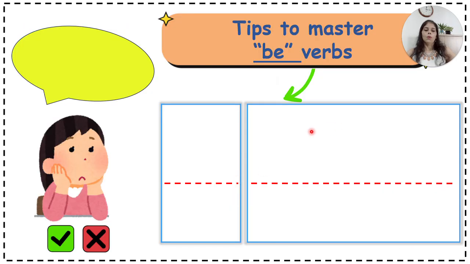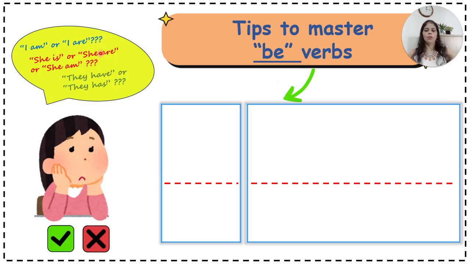Okay, so when you are using the be verbs or the helping verbs, you might get confused a lot of times. It happens, so I'll try to make it simple. For example, you might get confused whether I should say I am or I are, she is, she are, she am, or you might get confused whether it is they have or they has, right? So I have tried to make it simple through this table.